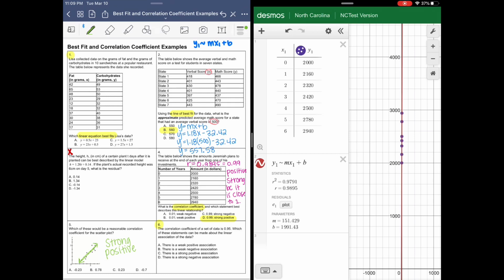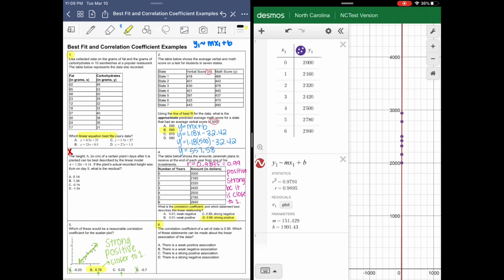So the negatives, we can cross those out because this is not a negative slope, it's a positive slope. And then we're looking at 0.7 or 0.2. Which one is closer to 1? Yeah, it's this one. 0.78, 78 cents is closer to 1 than 23 cents. So this is our strong positive correlation coefficient.